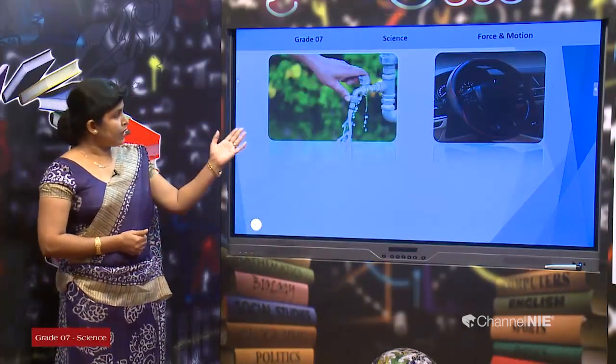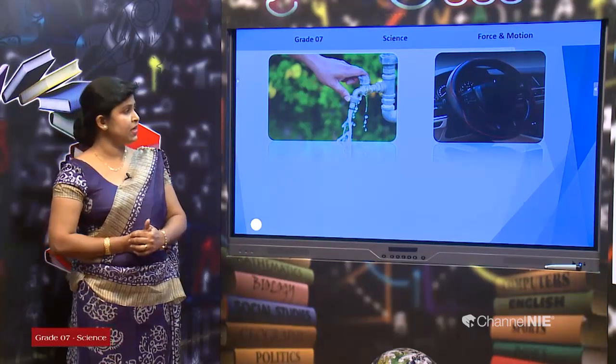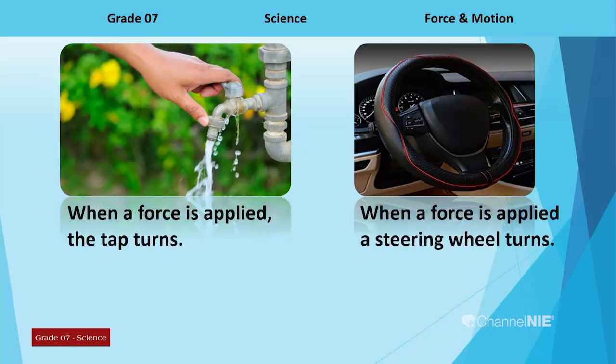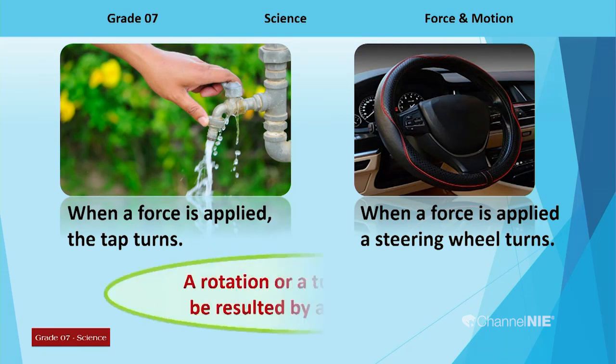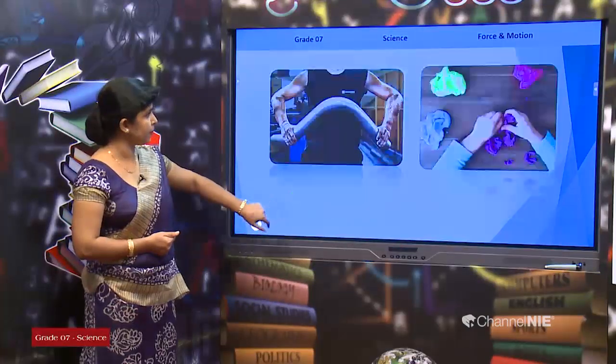You can observe that the first one is a picture of a tap and the second one is a steering wheel of a vehicle. When a force is applied, the tap turns, and when a force is applied, the steering wheel turns. I told you that a turning effect or rotation can be produced by applying forces. A rotation or a turning effect can result from applying a force.